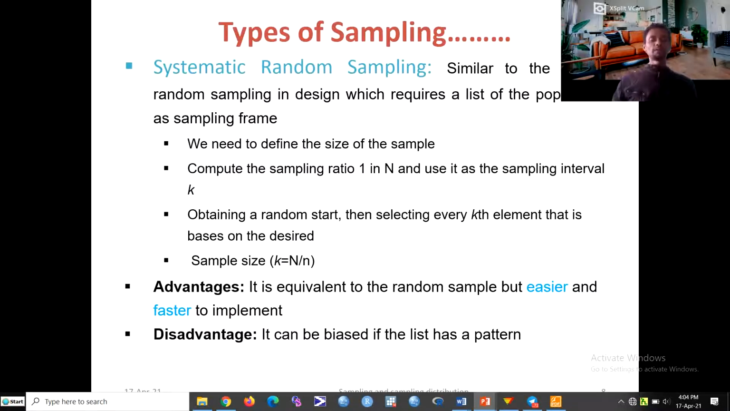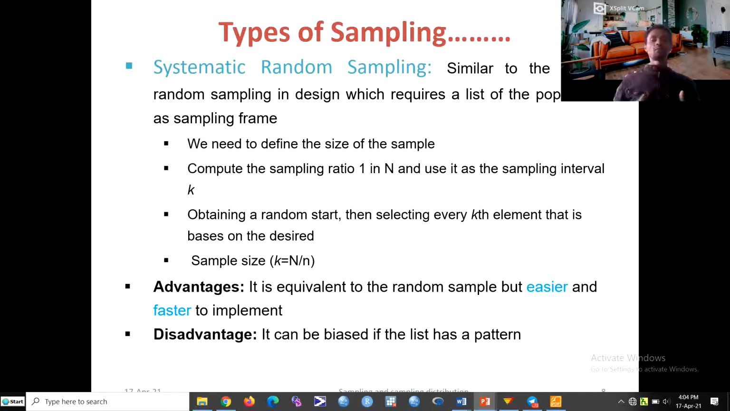Then I will take every k-th element. If my start is 1, for example, then 1 plus k will be my second sample, 1 plus 2k will be my third sample, 1 plus 3k will be my fourth, and so on. What is the advantage of this random sampling?